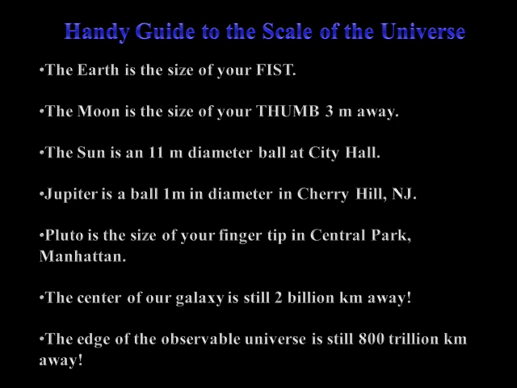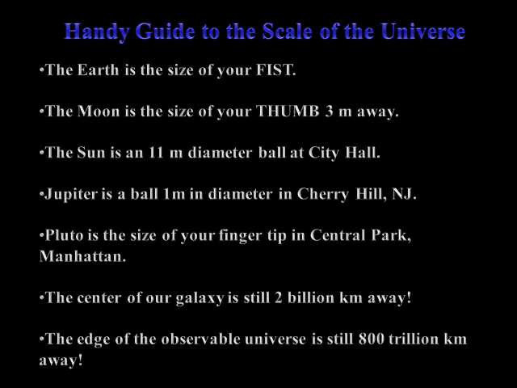And naturally, we expect that to be the case since the mass of the Sun represents 99% of the mass of the entire solar system. On this scale, Jupiter is a ball 1 meter in diameter located in Cherry Hill, New Jersey, which is across the river in New Jersey. Pluto is the size of your fingertip in Central Park, Manhattan.